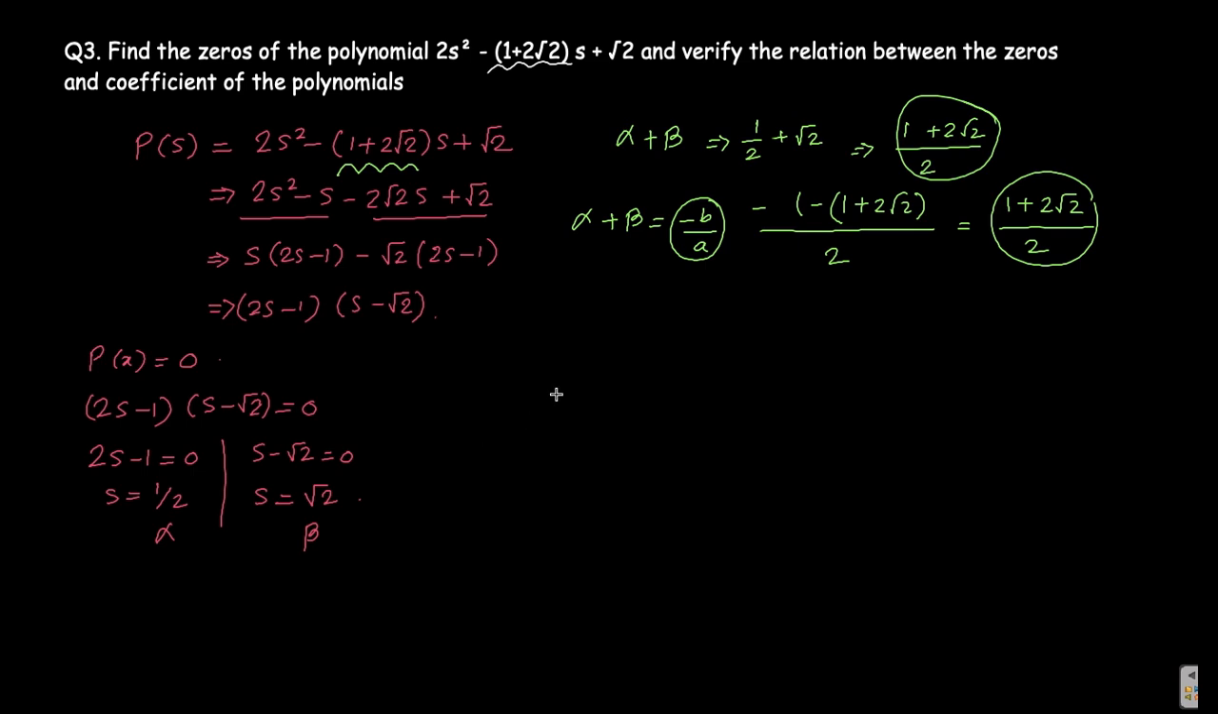Now the product of the zeros, alpha into beta, is nothing but c by a. What is the constant term? C is root 2. What is the coefficient of s square? It is 2.